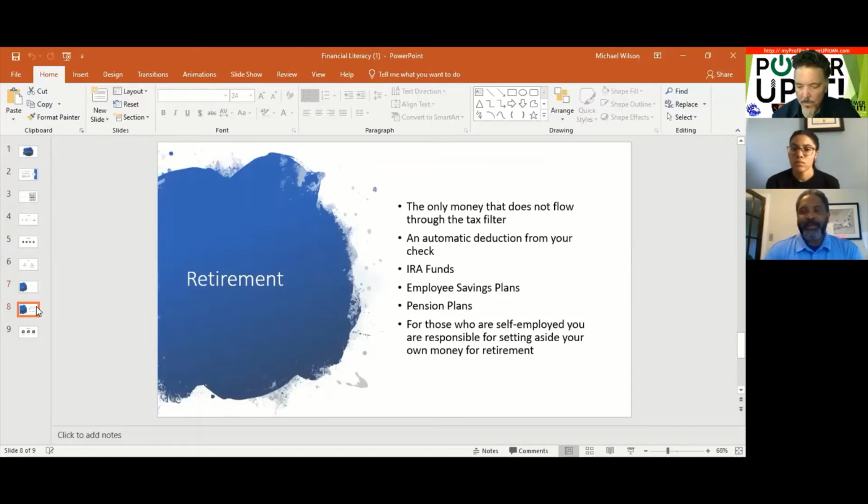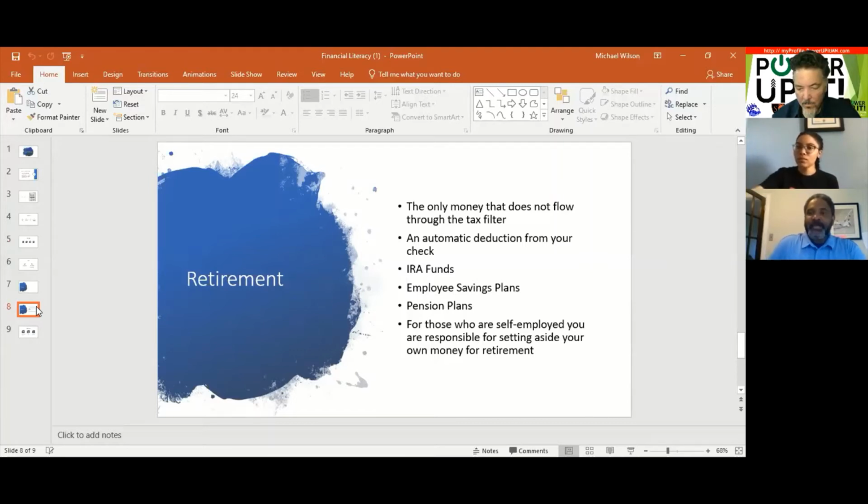Okay, when it comes to retirement, you may have noticed a tax filter on that first picture that I showed you. And that tax filter basically says everything has to be considered after tax. It's your money after you pay taxes that's available for you. The one exception is retirement money, because when you contribute to your own retirement through a program like a 401k program, you are actually shielding that money from the tax man until you retire.